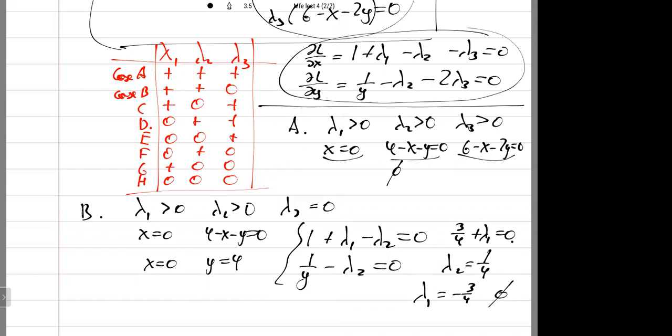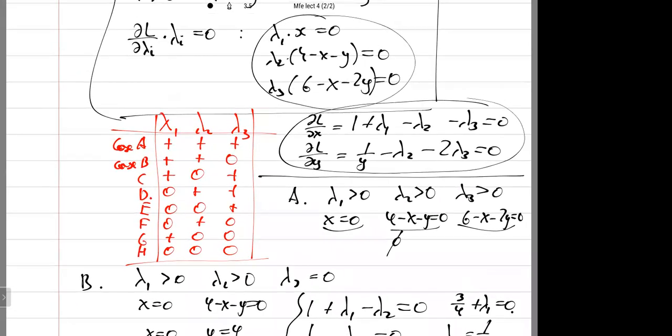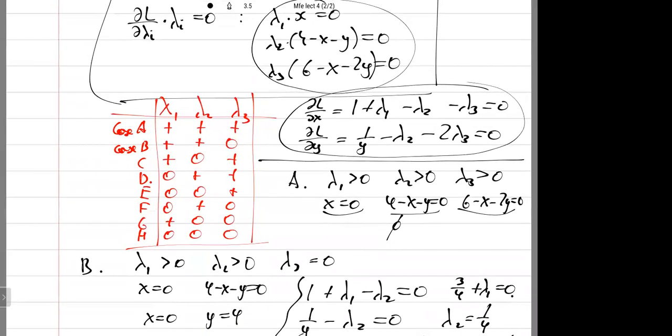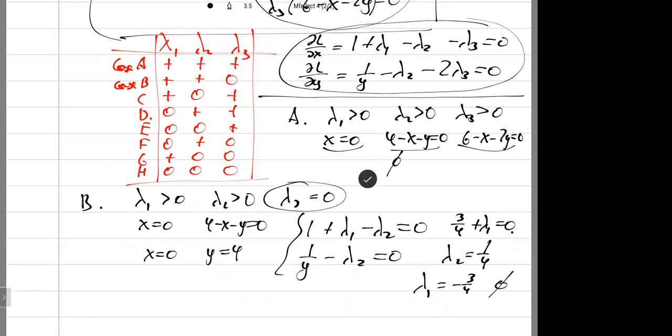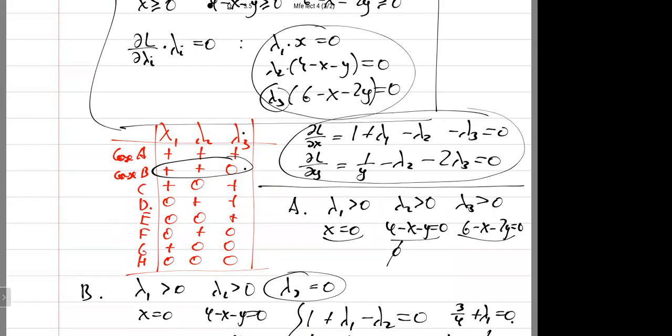Can I ask you a question? Yes. So in the case A, under lambda 3, we had 6 minus x minus 2y. Yeah, I see. And in case B, we didn't include it. Why? What is the case B? Case B is lambda 3 is 0. And if lambda 3 is 0, that term disappears. Okay, I see now. Thank you. So that's the difference between two cases. Yeah, I see it now. Okay, thank you very much.